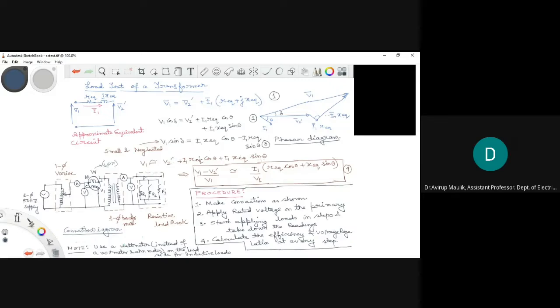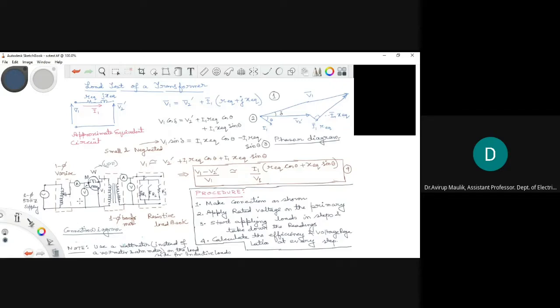Now, using this equation, you can find the voltage drop as a percentage or per unit of the applied voltage or the voltage under no load condition, which is termed as the voltage regulation, and this expression 4 gives you the relationship.